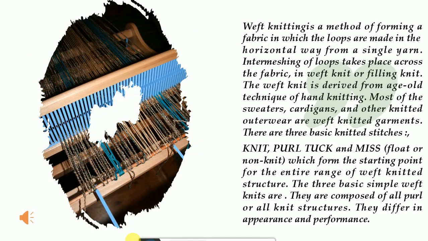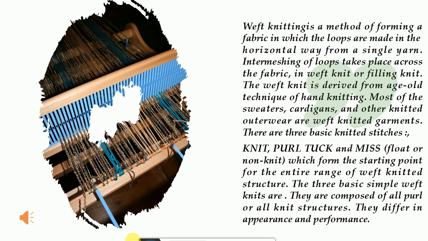Weft knitting is a method of forming a fabric in which the loops are made in the horizontal way from a single yarn. Intermeshing of loops takes place across the fabric, in weft knit or filling knit. The weft knit is derived from the age-old technique of hand knitting. Most of the sweaters, cardigans, and other knitted outerwear are weft knitted garments.